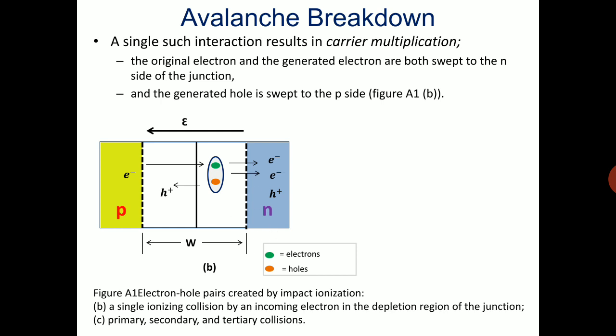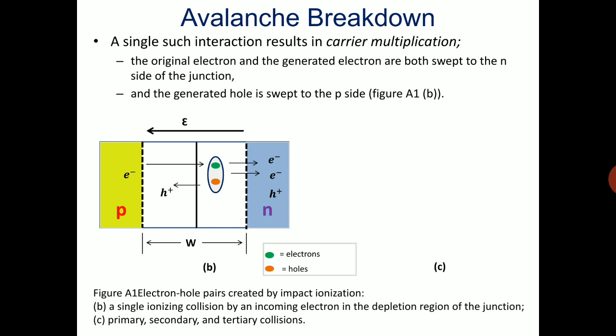This is about a single ionizing collision by an incoming electron in the depletion region. In the previous slide, we saw how the hole came into the picture and how the electron hole pair was generated, so we are not explaining that here. This is about a single ionizing collision. We'll try to generalize this process and see the primary collision, secondary collision, and tertiary collision. If this and the previous slide are understood, we are good to go.